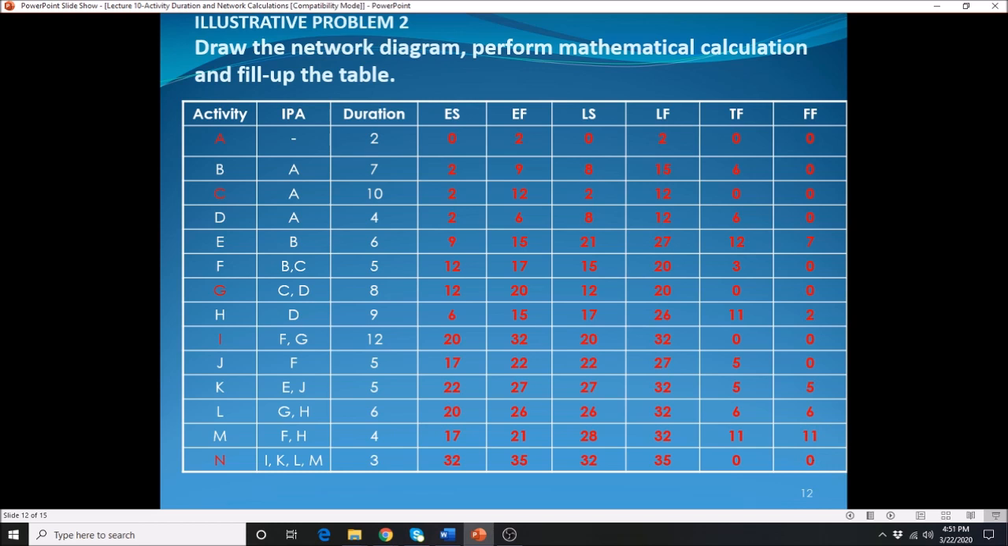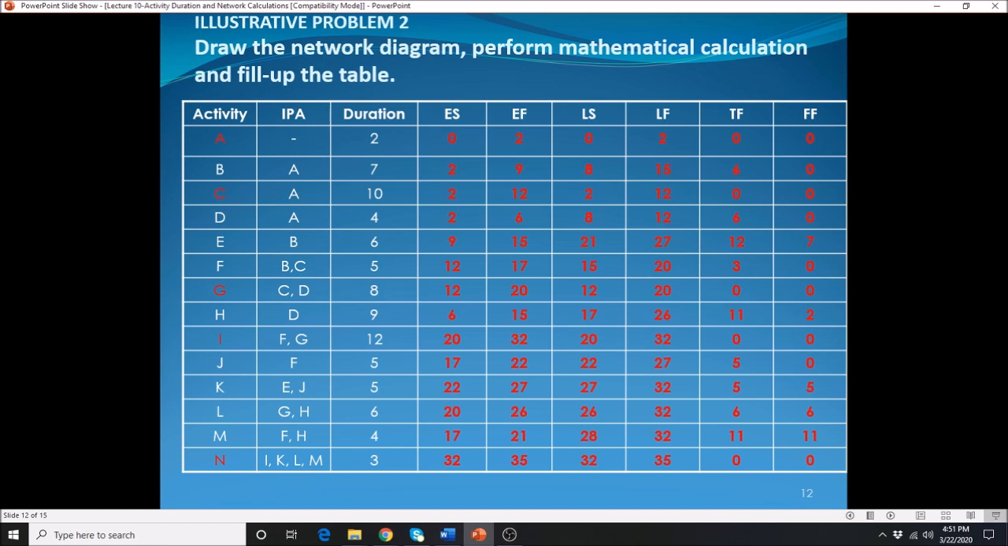And one thing that I want you to keep in mind is that TF must always be greater than or equal to your FF. What does that mean? The FF can never be greater than your TF. Take note of that. So TF must always be greater than or equal to, or the same as, your FF. But FF can never be greater than your TF. You have to keep that in mind.